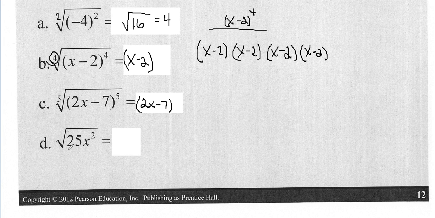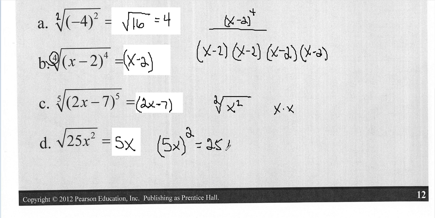How about the square root of 25x squared? Here, the index is 2. We know that. So the square root of 25 is 5. What's the square root of x to the 2nd power? Think about that. There's my index number. It's x to the 2nd power. So x to the 2nd means x times x. For every 2, I'm going to take out 1. So I get 5x. Which makes sense too, right? Because 5x in parentheses raised to the 2nd power equals 25x squared. I want to look at it that way.